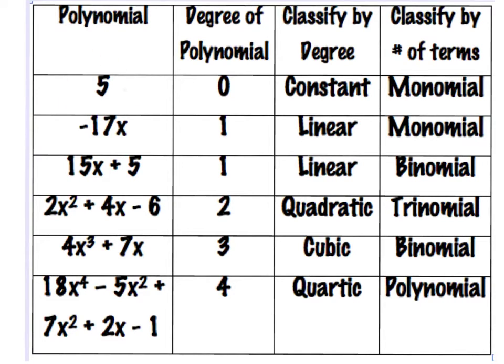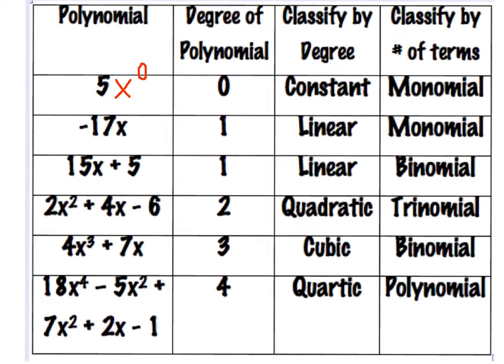For 5, the degree of the polynomial is 0 because there is no x value. If I added an x value, that would be x to the power of 0. That's why the polynomial has a degree of 0, because there is no variable. It's a constant because this will constantly be 5. The value of that will never change because there is no variable. And this is a monomial because there is only one term.